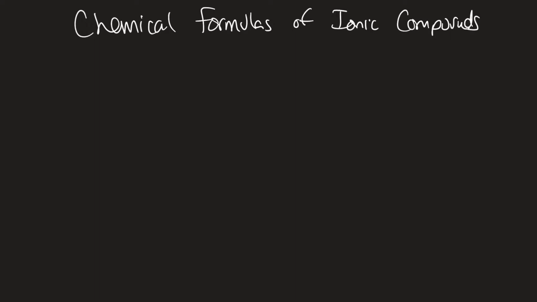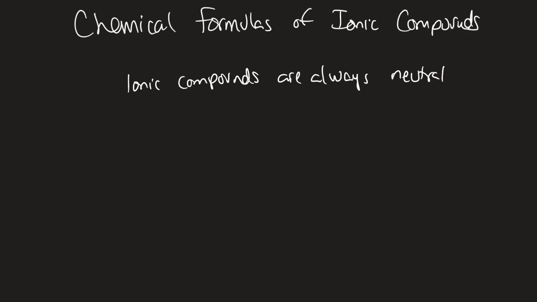So in this video, we're going to talk about how to write chemical formulas of ionic compounds. They follow a series of rules that we always need to keep in mind when we're writing the formulas for chemical compounds. The first thing we always have to remember is that all ionic compounds are always neutral. So when you write the compound itself, it should not have any charges on it whatsoever.